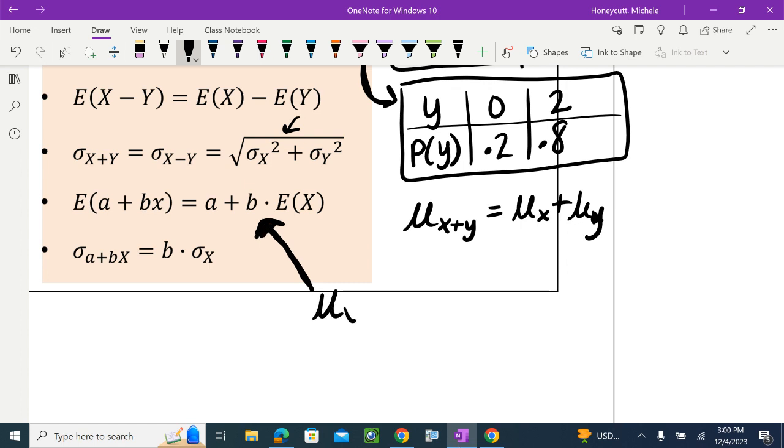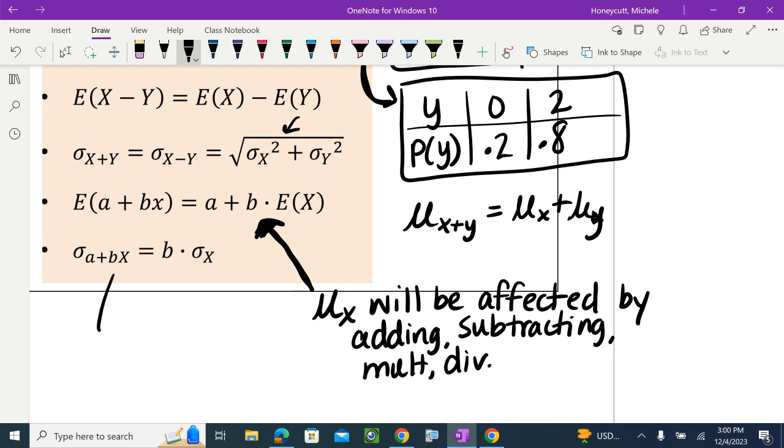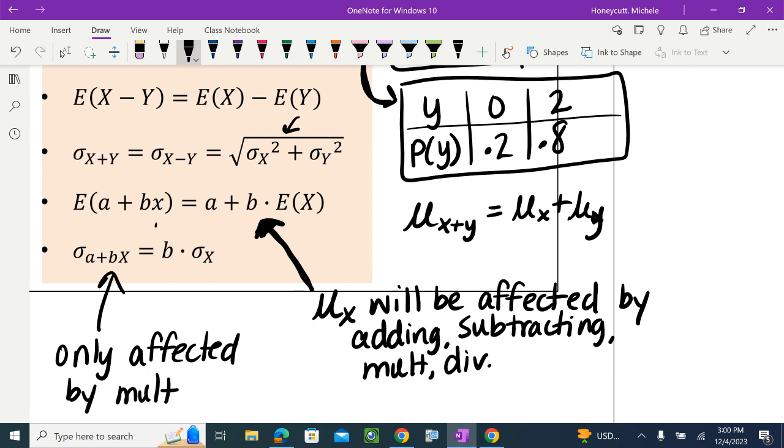So mean will be affected by adding, subtracting, multiplying, and dividing. But the standard deviation is only affected by multiplication. And we should actually say this is the absolute value of b that would be multiplied by it, because we keep standard deviation positive.